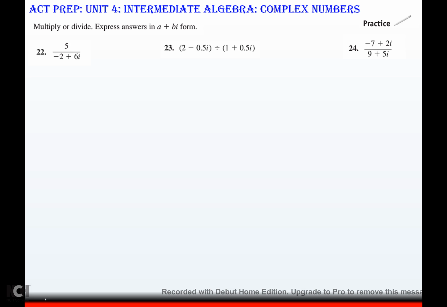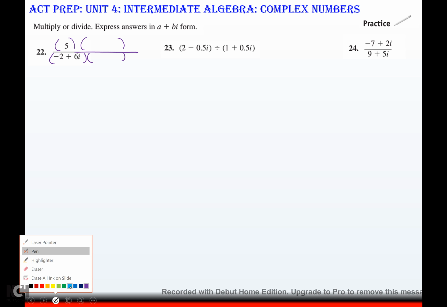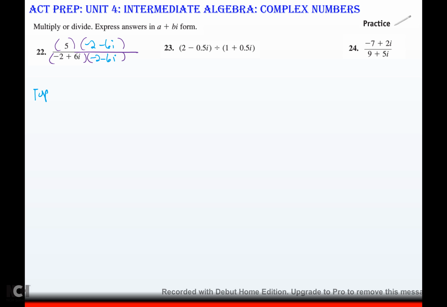Alright, on 22, we cannot divide by i, so we have to rationalize. So I'm going to multiply the top and the bottom by the conjugate of the bottom, which is going to be negative 2 minus 6i. On top, I have 5 times negative 2 would be negative 10. 5 times negative 6i would be negative 30i. There's the top.